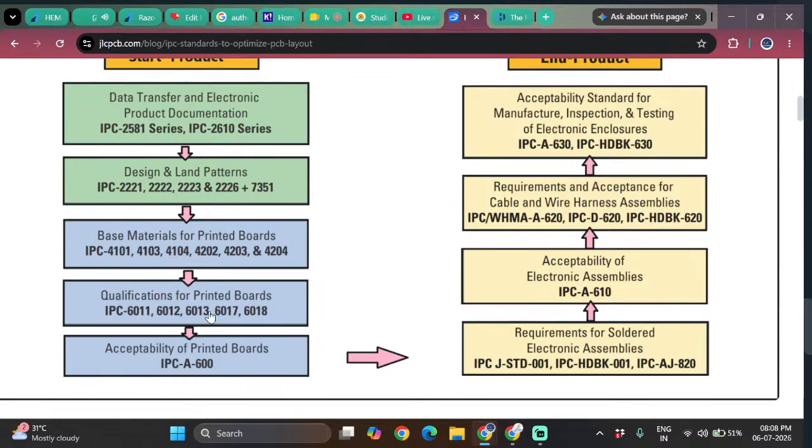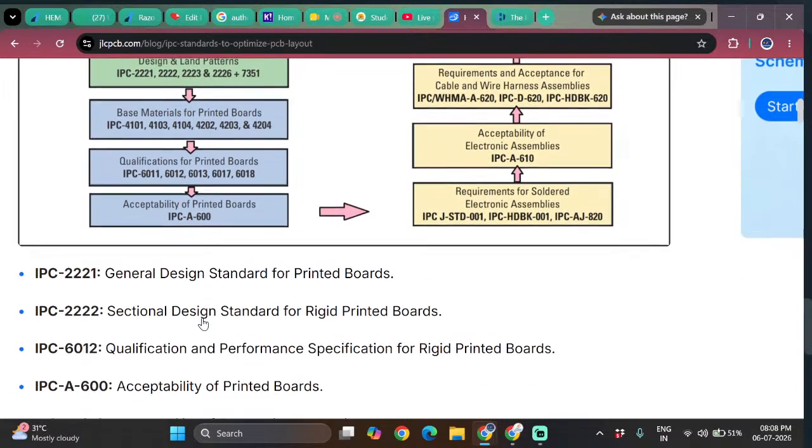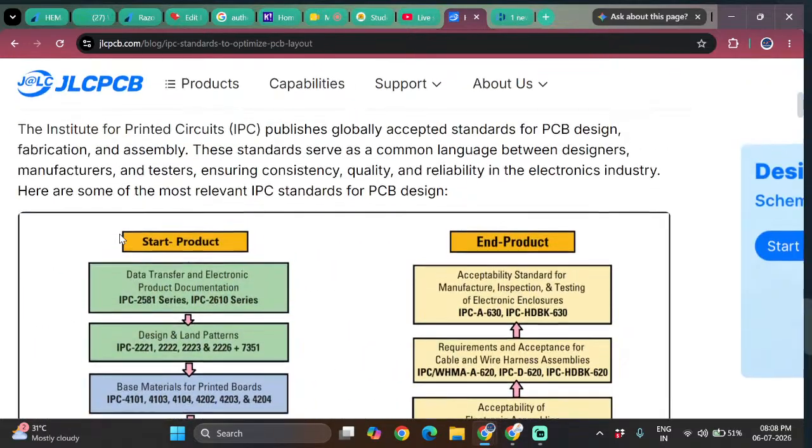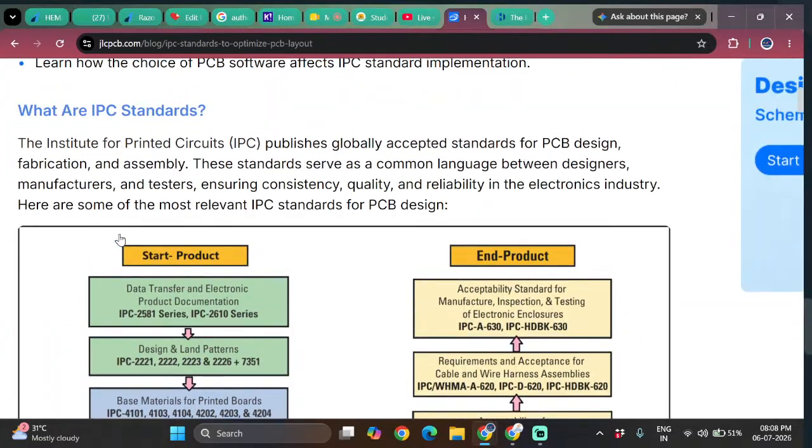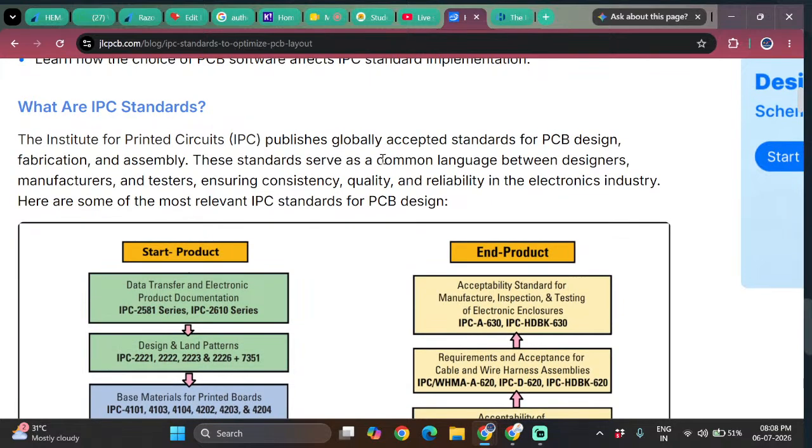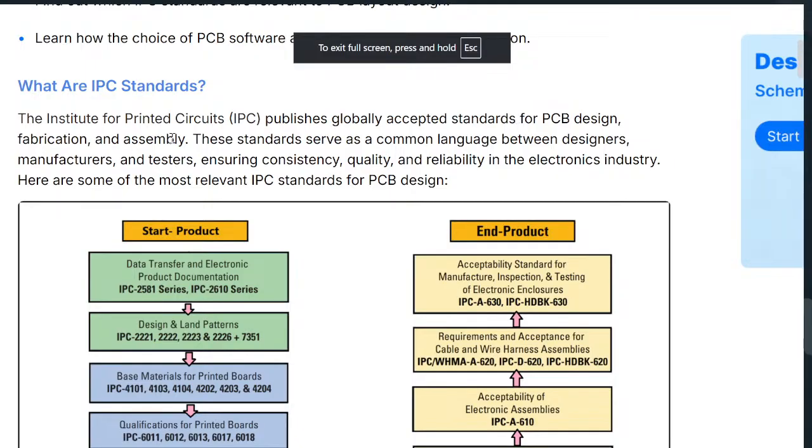Yeah. So this is IPC-A-600, acceptability of printed boards. See, acceptability of PCBs is very essential. So here it is given about a few IPCs. So basically IPC means Institute for Printed Circuits. So this is one kind of organization which usually publishes globally accepted standards for PCB design. This specific thing is primarily for PCB only. As the name itself suggests, Institute for Printed Circuits. So it publishes globally accepted standards for PCB design, fabrication, and assembly.